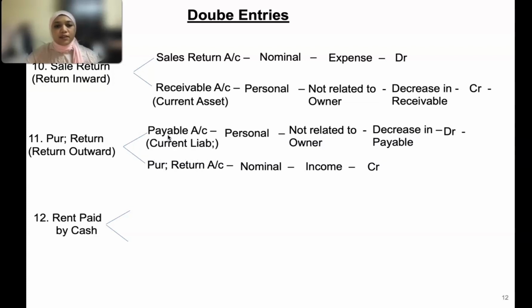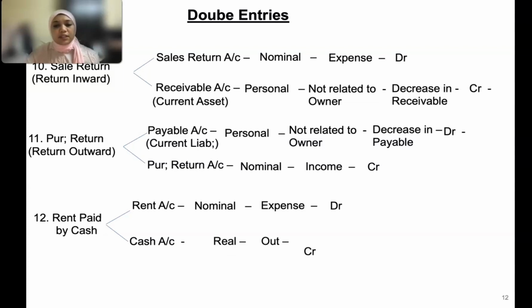The other example is rent paid by cash. What are we paying? We are paying rent. How are we going to pay? We are paying by cash. So what are the two accounts we are going to open? We will open rent account and cash account. Rent account is nominal. Is it expense or income? We are paying cash, so rent is an expense. Rent is nominal, expense, debit. Cash is real, out, credit.